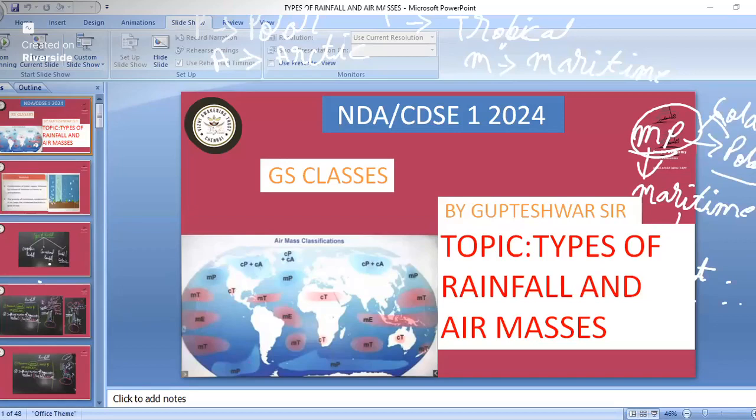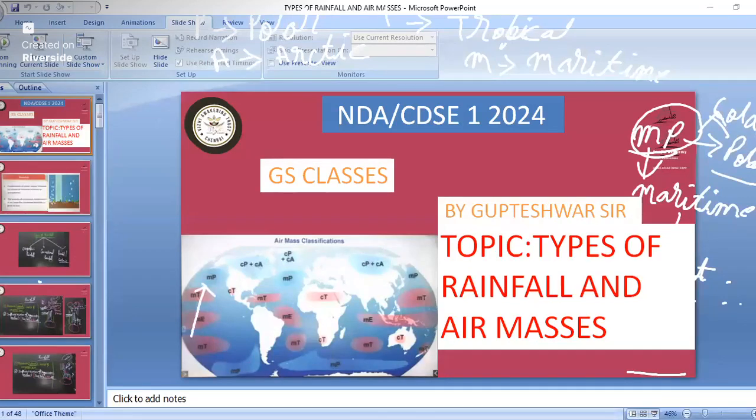Then continental tropical. Here in continental tropical we have warm dry. You all know that tropicals will be warm, and the continental part will be dry also, so warm dry in the tropical part. By the name, you can easily guess what type of air mass would be present. And continental polar is what? The polar area, the crust area where settlements are there. That will be a cold type only. So this is all about the different types of air masses.